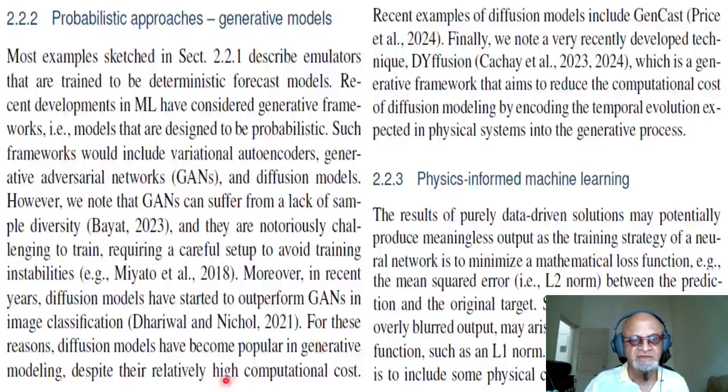For these reasons, diffusion models have become popular in generative modeling despite their relatively high computational cost. Recent examples of diffusion models include GenCast. Finally, we note a very recently developed technique, diffusion, which is a generative framework that aims to reduce computational cost of diffusion modeling by encoding the temporal evolution expected in physical systems into the generative process.